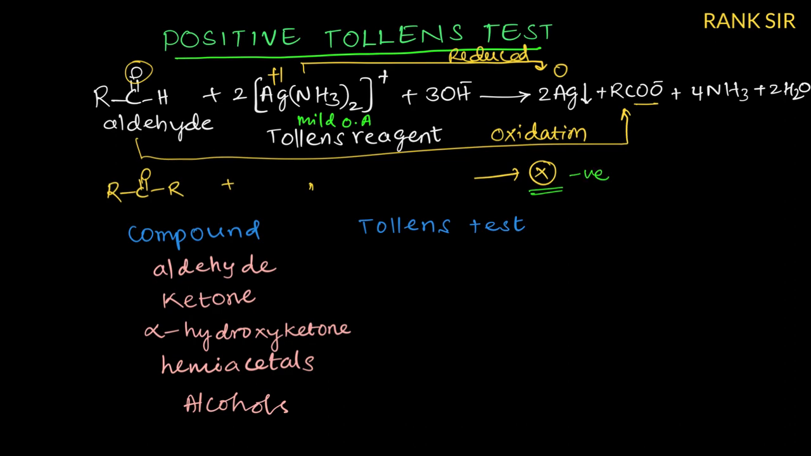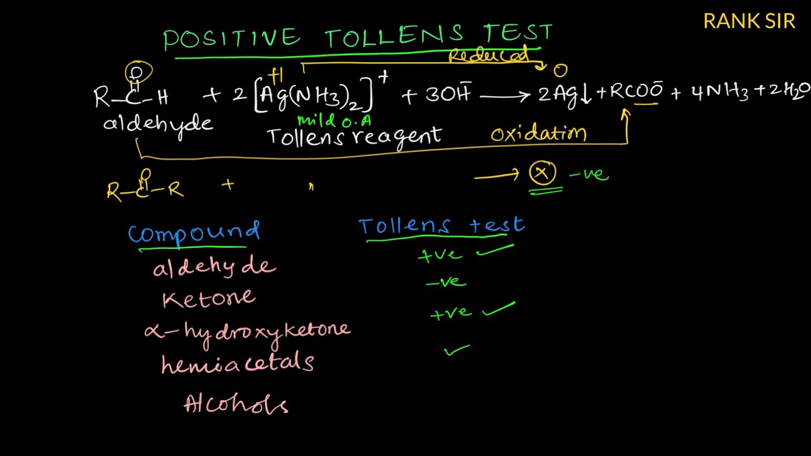Now here I have given some compounds and their Tollens test, positive or negative, and we'll discuss them. Aldehydes give a positive test, a silver mirror is possible. Ketones are not possible, therefore a negative test. But alpha hydroxy ketones will give the positive test. Hemiacetals also give the positive test. In basic medium, hemiacetal formation is a reversible reaction, therefore they are converted back into the aldehyde.